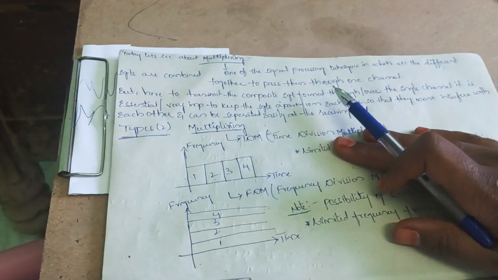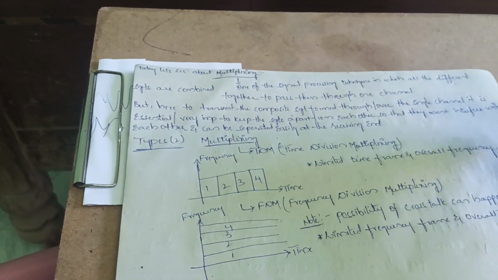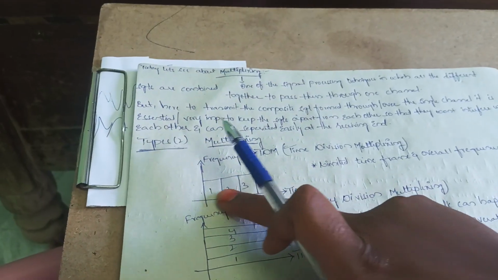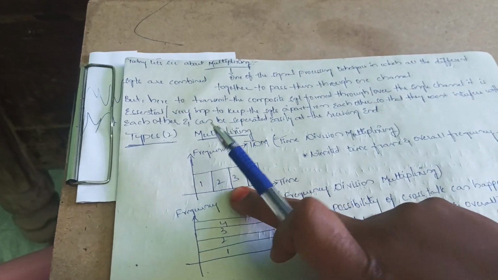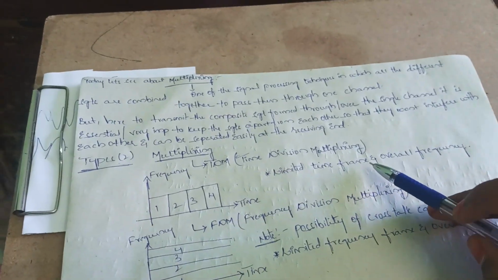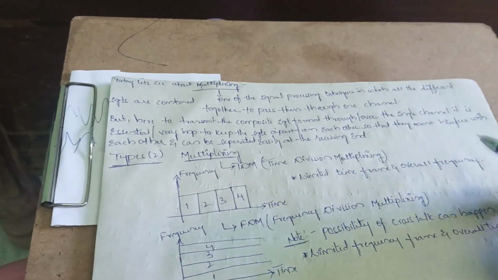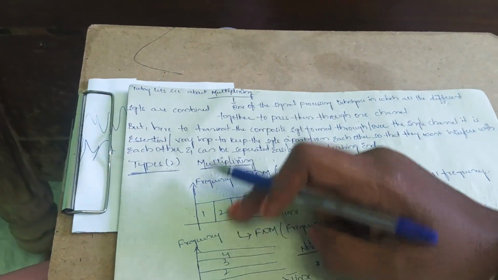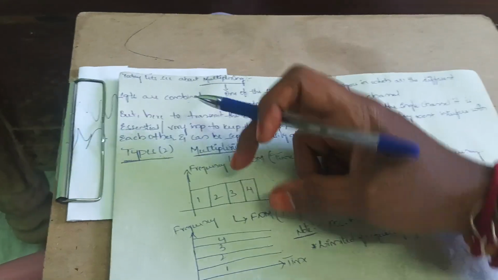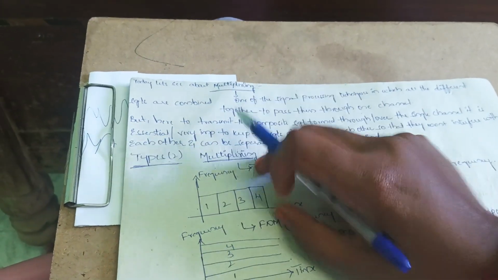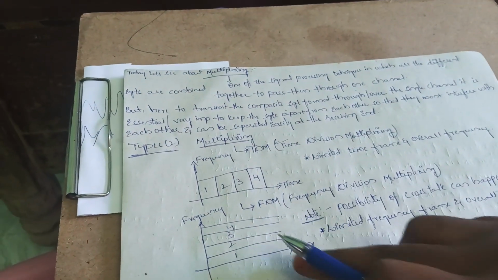Time division multiplexing basically works based upon the division of time. The time is divided between the users. See, limited time frame and overall frequency. These users will pass their signals over the complete frequency but within their particular time frame.